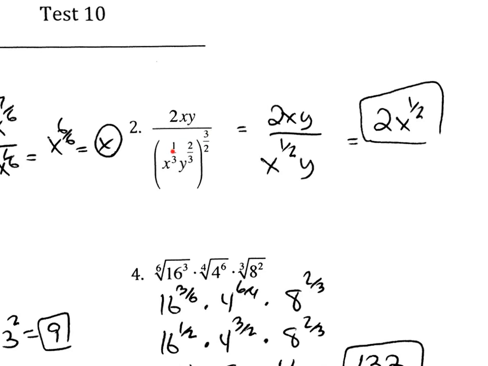Number two, same deal, just need to know your rules again. When you have exponents inside and outside, you multiply them. So I multiplied 1/3 times 3/2. I got 1/2. 2/3 times 3/2, I got 1. The y's were the same, so I just canceled those. The 2 stays. The x's, there's an x on top and x on bottom. Remember, you subtract their exponents. That x right there has a 1. That one has a 1/2. If you do 1 minus 1/2, it's 1/2, and there you go.